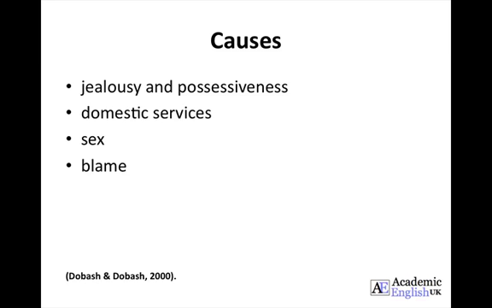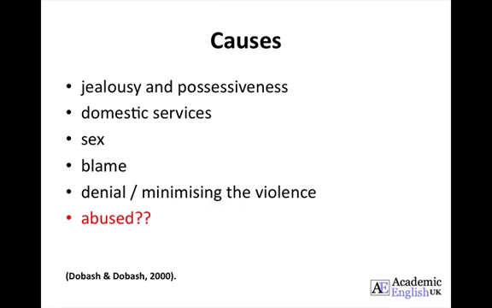Blame. Sometimes the abuser blames the victim, saying it's their fault that I have to hit you because you're not meeting my standards of what I think is a good relationship. Denial. The abuser can say that I don't hit the victim, or that the violence was only minimal. It was just a slap. I think it is important to notice that there is a possibility that the abuser was abused as a child.